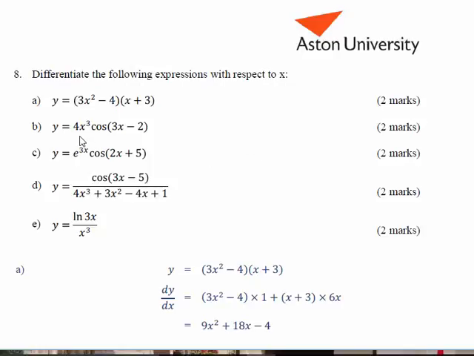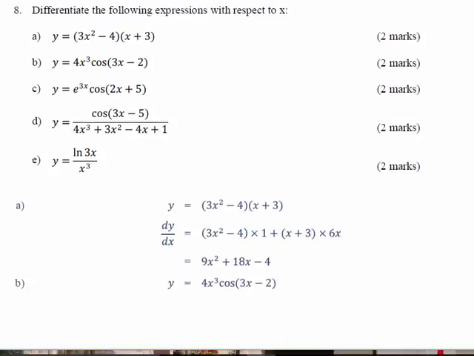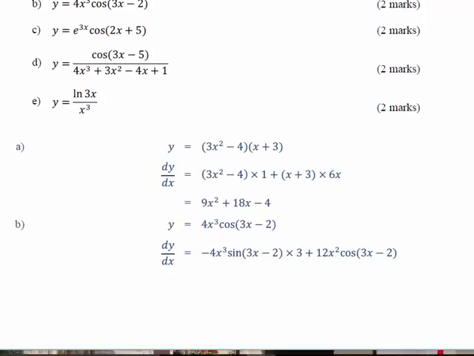Okay, part B. 4x cubed is going to be u, and cos 3x minus 2 is going to be v. So dy by dx is equal to u, which is 4x cubed, which is there, dv dx. Well, the differential of cos is minus sine, so we're going to get a minus sine 3x minus 2, and then this is a function of x, so we then need to differentiate this. So the differential of 3x minus 2 is going to be 3, which is where that 3 comes from, and then we're going to have cos 3x minus 2, and then the differential of this is going to be 12x squared.